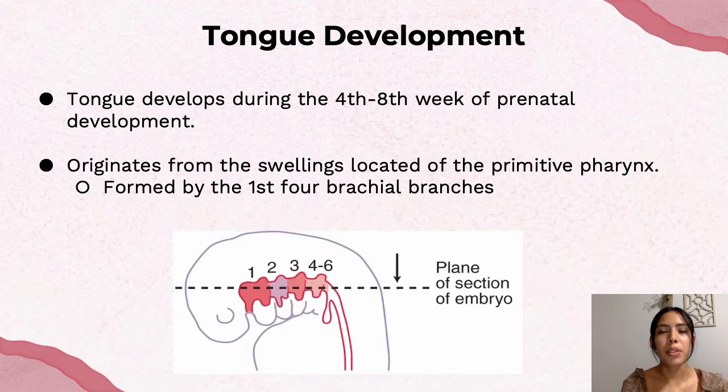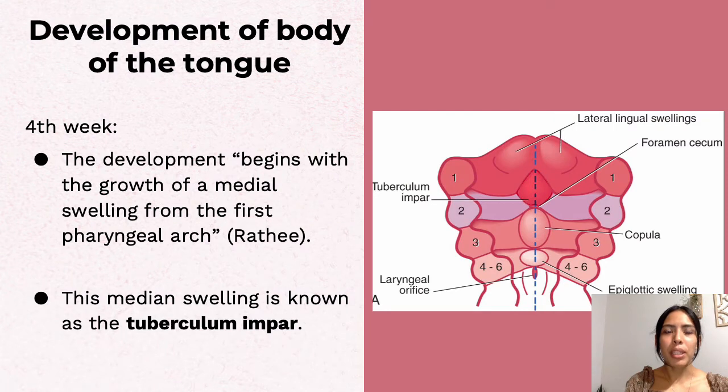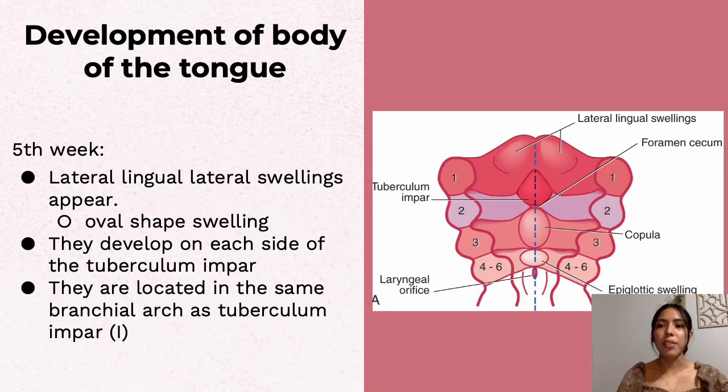Tongue development is during the 4th and 8th week of prenatal development and originates from the swellings located on the primitive pharynx, formed only by the first 4 branchial arches. At the 4th week, the development begins with the growth of a median swelling from the first pharyngeal arch. It is triangular in shape, and it is called the tuberculum impar. Later, as the 5th week approaches, we'll see two oval-shaped swellings, known as the lateral lingual swellings, appear. They will develop on each side of the tuberculum impar, still within the first branchial arch.